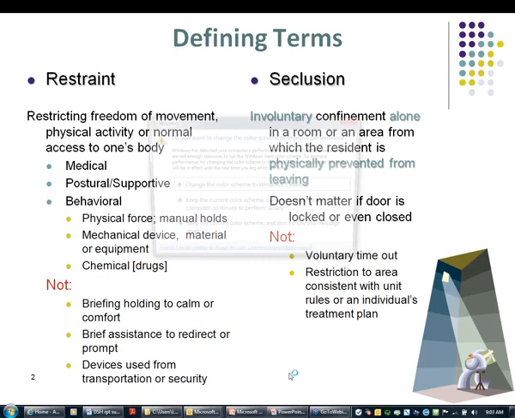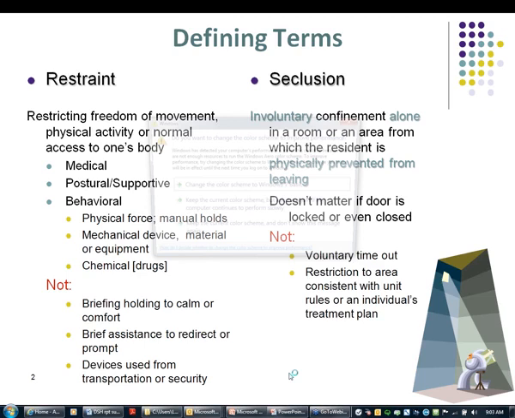So the next slide here defines the terms restraint and seclusion, and I think it's helpful for us to just be sure that we're talking about the same thing. These terms I'm getting from state and federal laws that basically define restraint and seclusion in every setting except schools. There is no state or federal law that really addresses the use of restraint and seclusion with children in schools, and I can get into that if folks have questions.